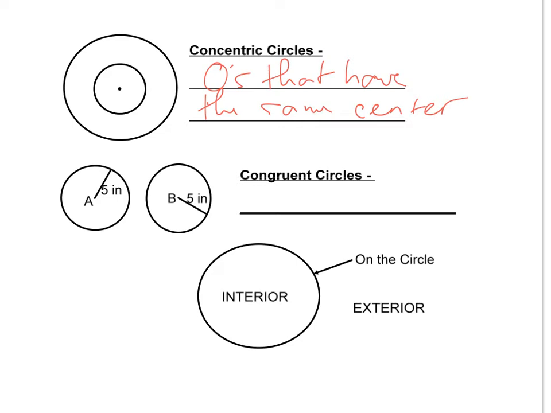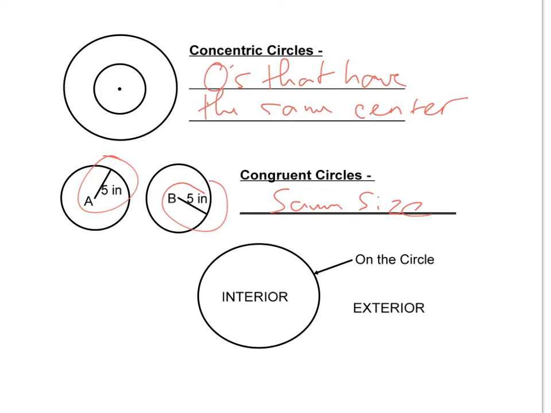Congruent circles are circles that are the same size and shape. All circles are the same shape, so all circles are similar, but congruent circles are the same size as well as the same shape, and you can measure any piece of a circle. Like for example, these two radii are both 5, so these are congruent circles.